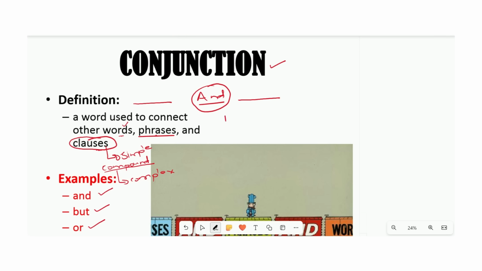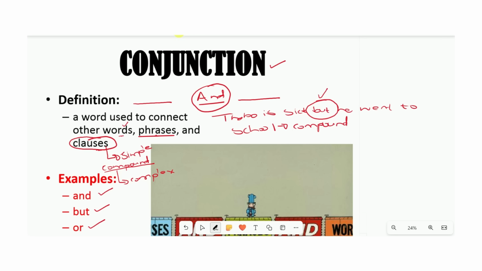If I say, Tabo is sick, but he went to school. It's a simple sentence joined together by this conjunction. It's no longer a simple sentence. We are going to call it what? A compound sentence, because I have joined two independent clauses using a conjunction.